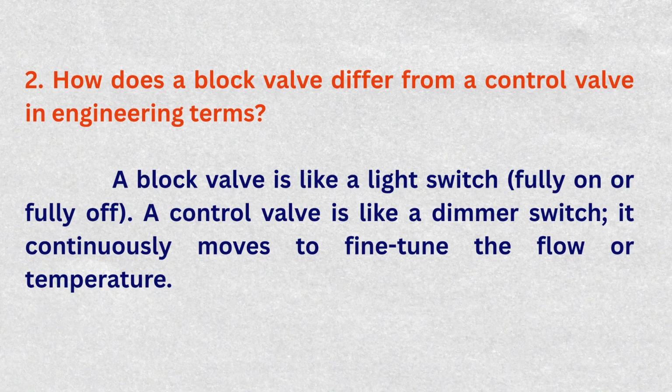How does a block valve differ from a control valve in engineering terms? A block valve is like a light switch, fully on or fully off. A control valve is like a dimmer switch, it continuously moves to fine-tune the flow or temperature.